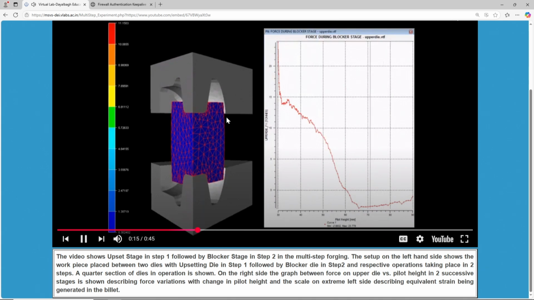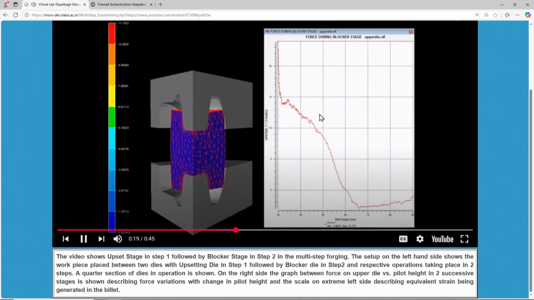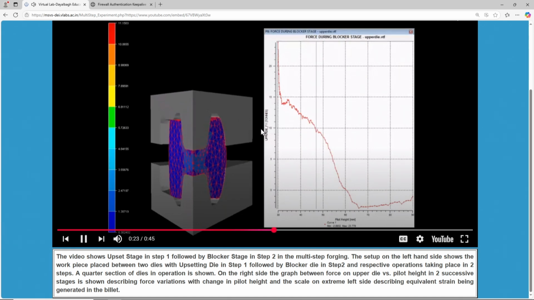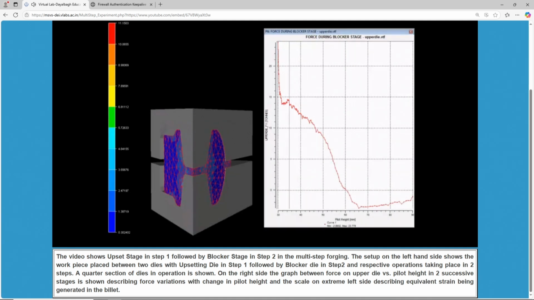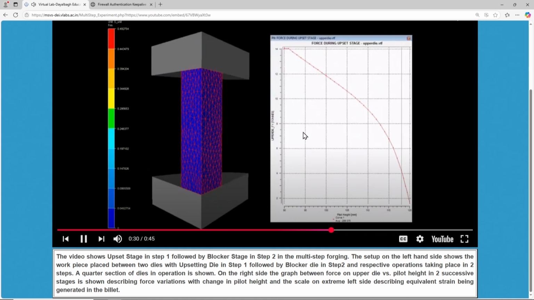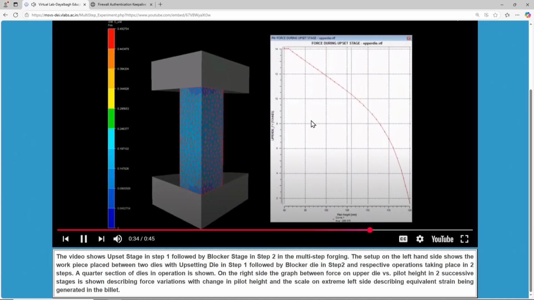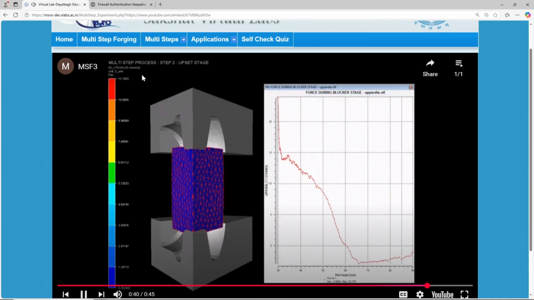So this setup is given on the left hand side, right hand side shows the forces which are happening. So blocker die, you can say in step 2 is bringing it to the shape that is required finally. So this is a graph between upper die versus pilot height in 2 successive stages. This is what it is shown here. So these are the steps in the multi-step forging.